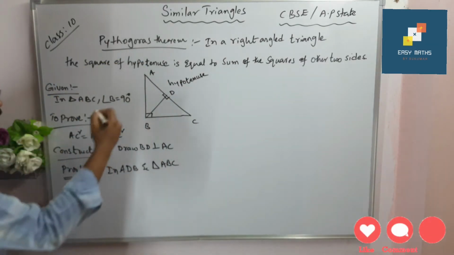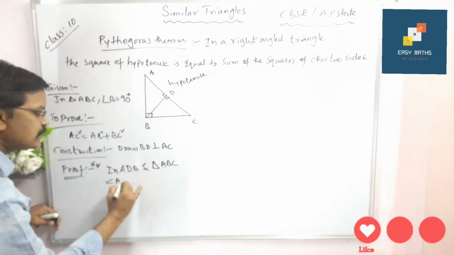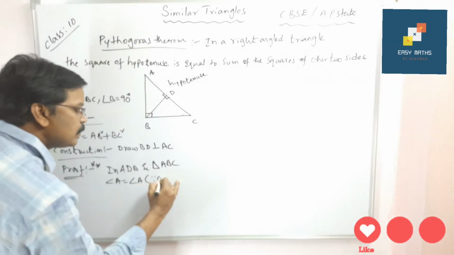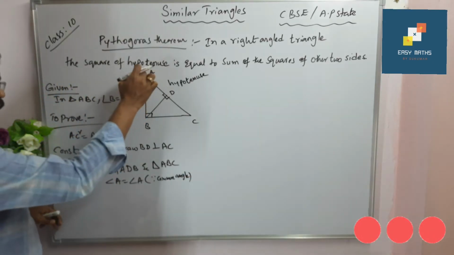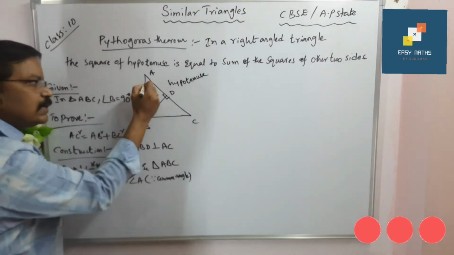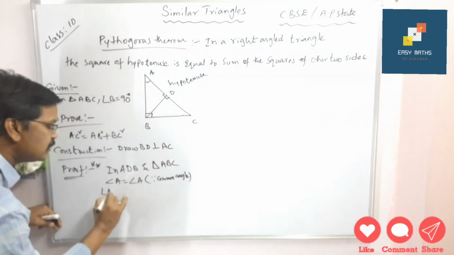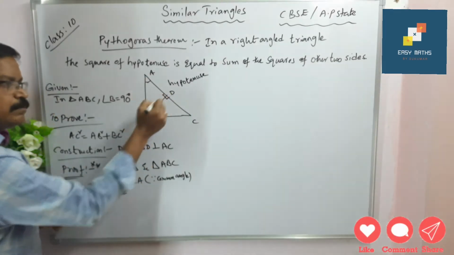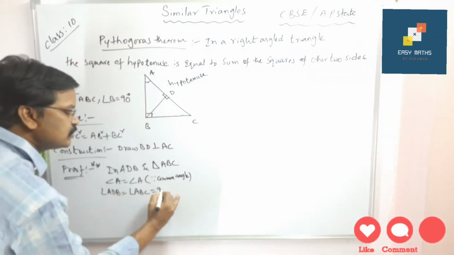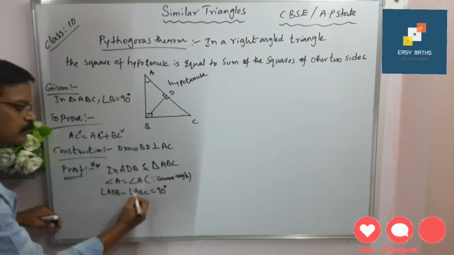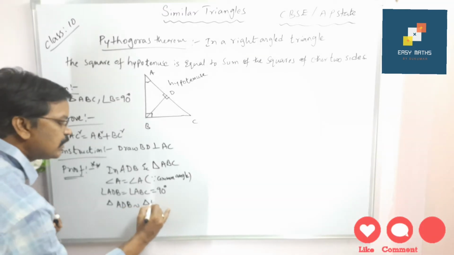See, in these two triangles, ADB and ABC, angle A is equal to angle A. This is the common angle. Angle A is common for triangle ADB and triangle ABC. And moreover, angle ADB is 90 degrees according to the construction, and angle ABC is also 90 degrees. From these two, what do you write? Triangle ADB is similar to triangle ABC.